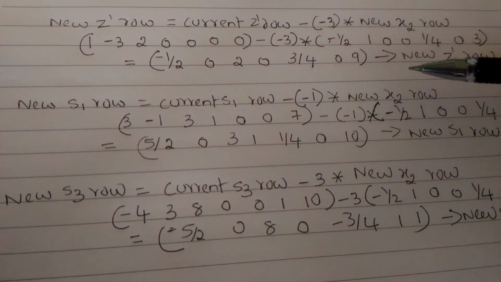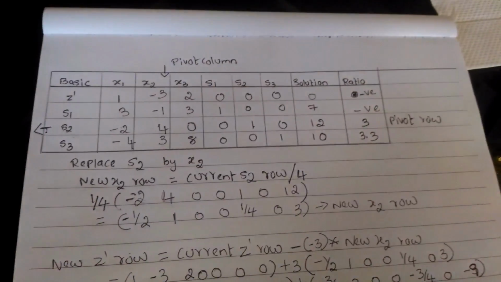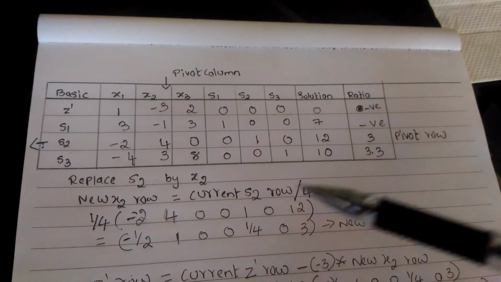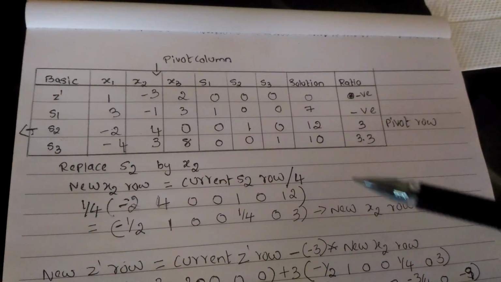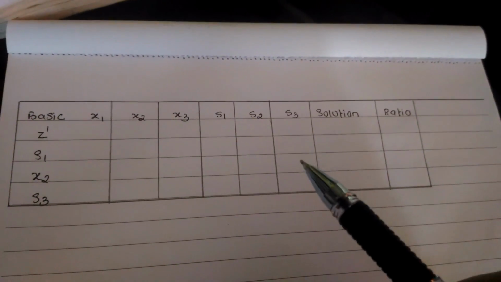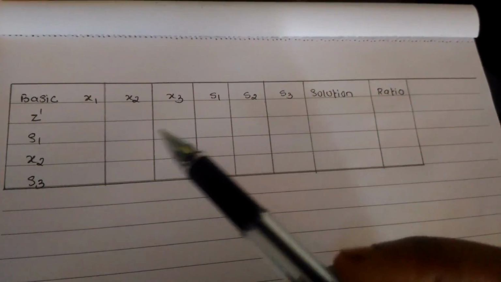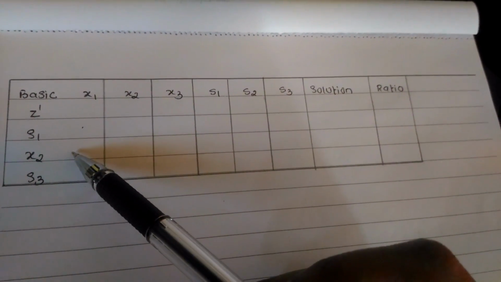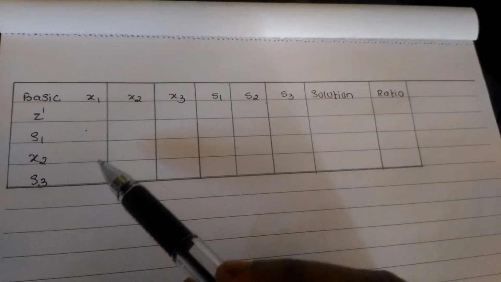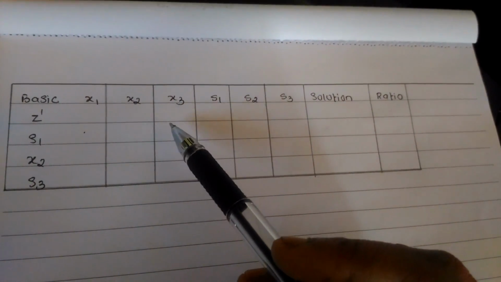The all new values which we have found for the existing Z complement, S1, S3 and also the X2 row will act as the values for the new table in the second iteration. This is the first iteration. Now plot all the values that we have found in the first iteration, the new values for Z row, S1 row, and we have identified new X2 row and S3 row. Plot all the new values of all these into the new table.